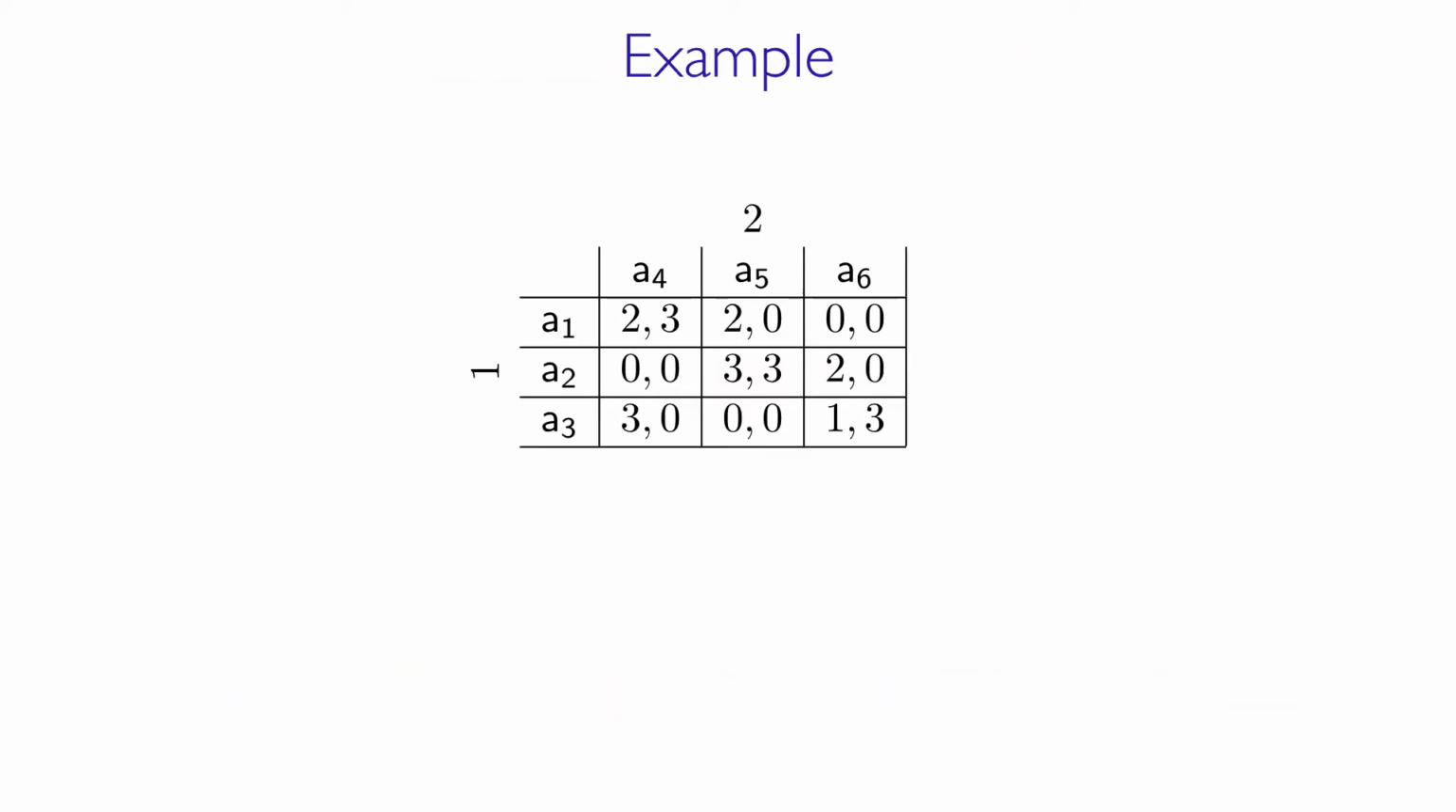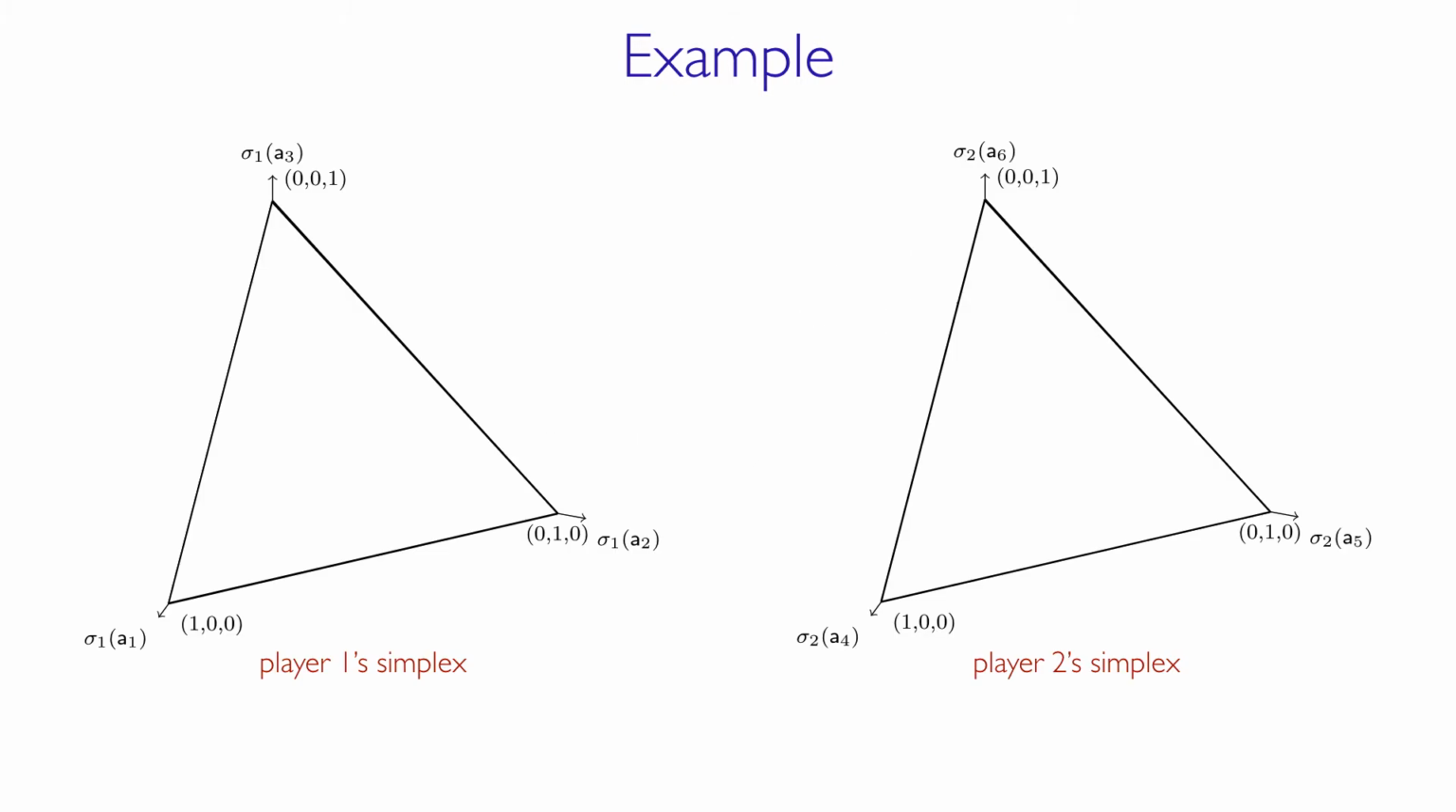Consider this example with 3 actions per player. Here we have the strategy spaces of the two players. The strategy space of player 1 is on the left, while the strategy space of player 2 is on the right. Initially, for the labeling, we consider only the conditions related to the fact that an action is played with 0 probability.